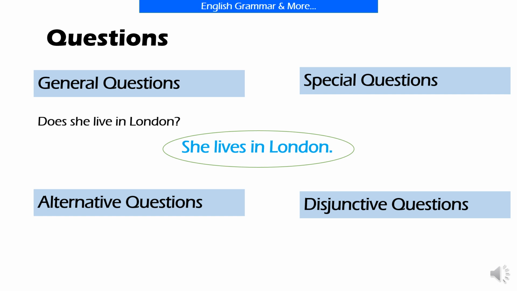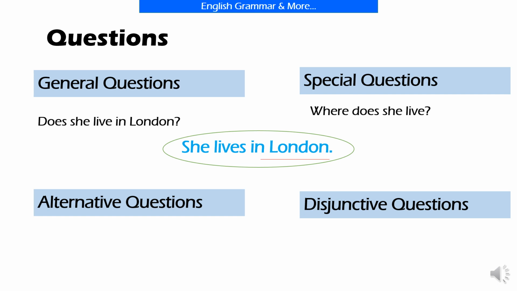Now, when it comes to special questions, an example to this would be as following: where does she live? As you can see in this sentence, we asked about one specific part of the sentence. In this example, we asked about the location. Where does she live? That means when we ask special questions, we are missing certain information, and by raising the question, we are trying to get that information.